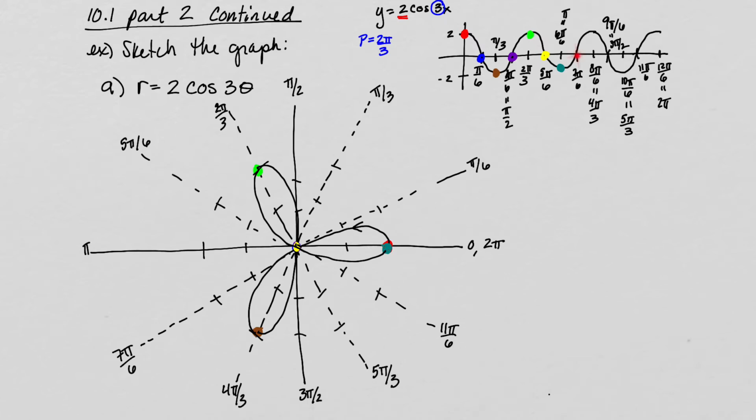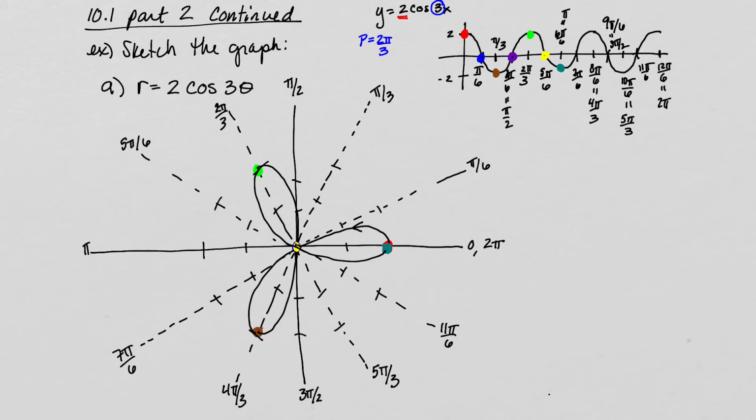But if you went through and kept doing more of these points, we would do the exact same thing we did before. So we would come back in. Then at 8 pi over 6, which is 4 pi over 3, we're going to go out to 2. So we'd come back out here to the brown point. Then we come back in. Then at 5 pi over 3, here we would be at negative 2. So we would be back over here. So we'd go back up to the lime green point and then back down.